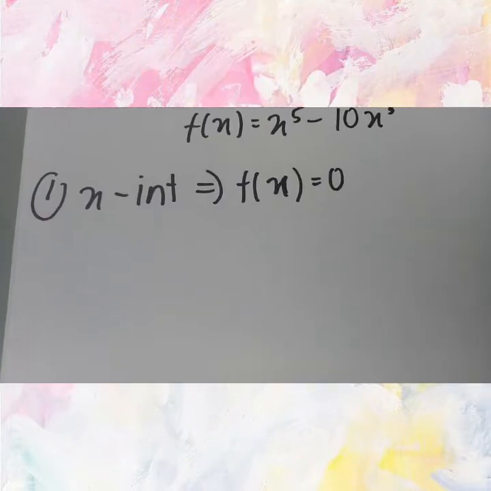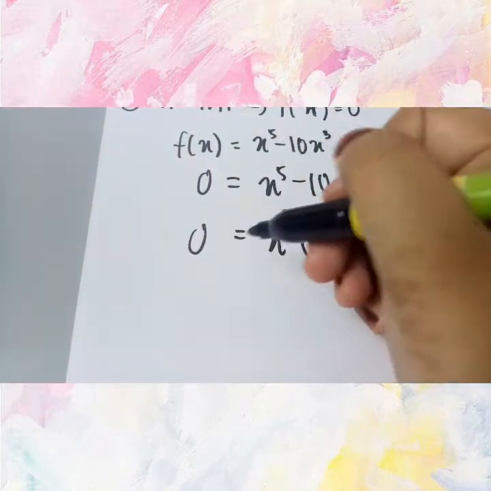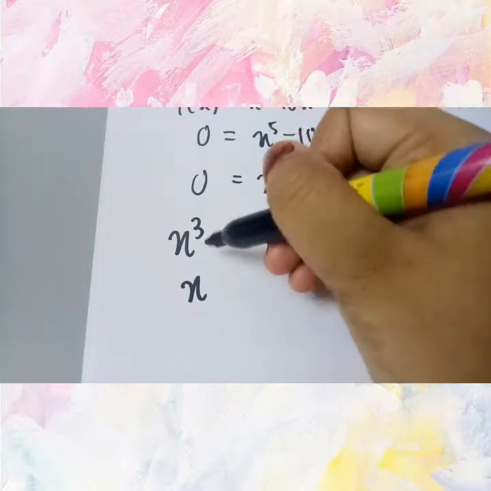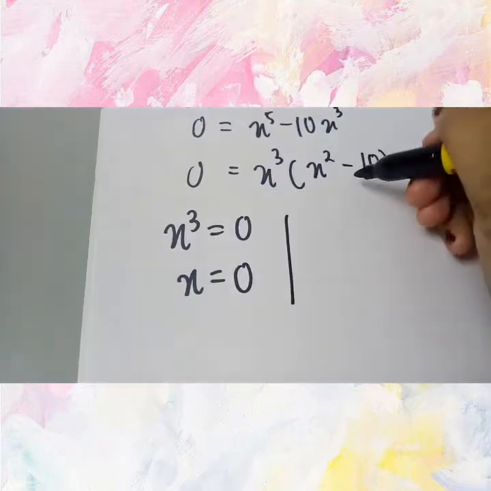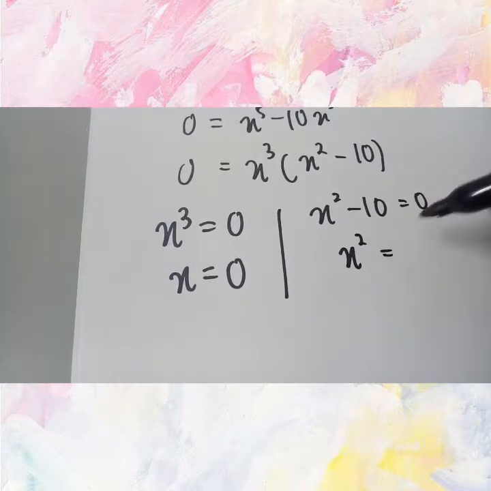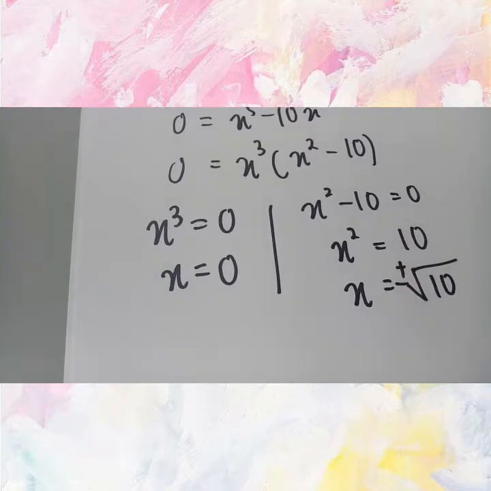So we start now. First, we find the x-intercept, f(x) equal to 0, and then you can find the value of x. x cubed equals 0, then x is equal to 0. For one more, x squared minus 10 equal to 0, x squared equals 10, x equals plus or minus square root of 10.